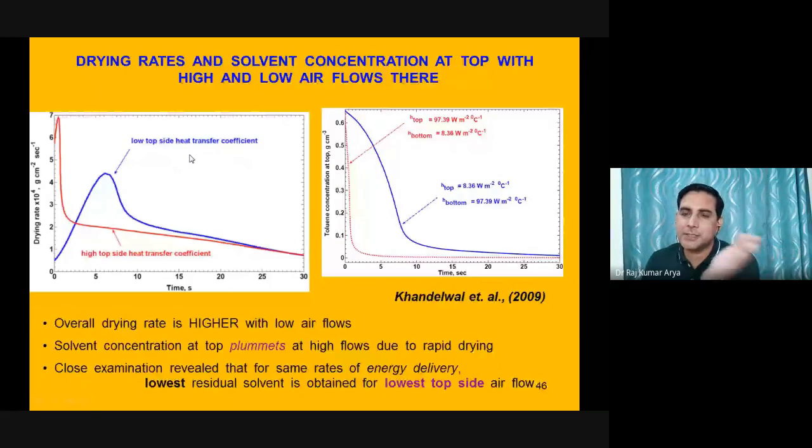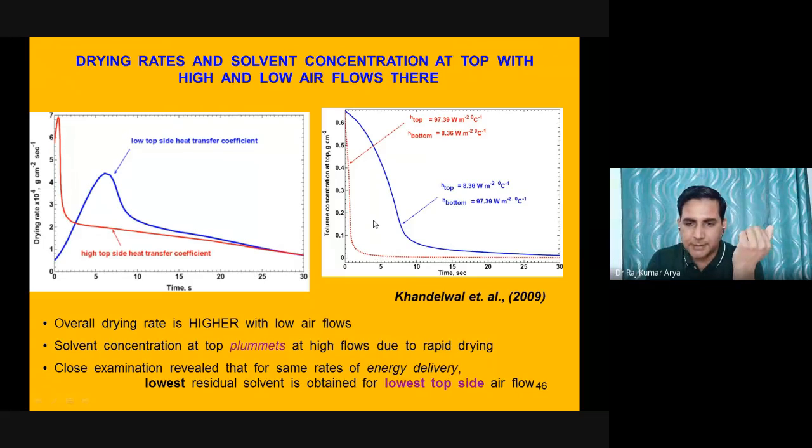The same thing is being done in the case of polymer films also. This is what we did, and this is also validated by one of our group members, Khandelwal. They also published that whenever top side heat transfer is low compared to the bottom side, your coating will always retain a lesser amount of solvent.